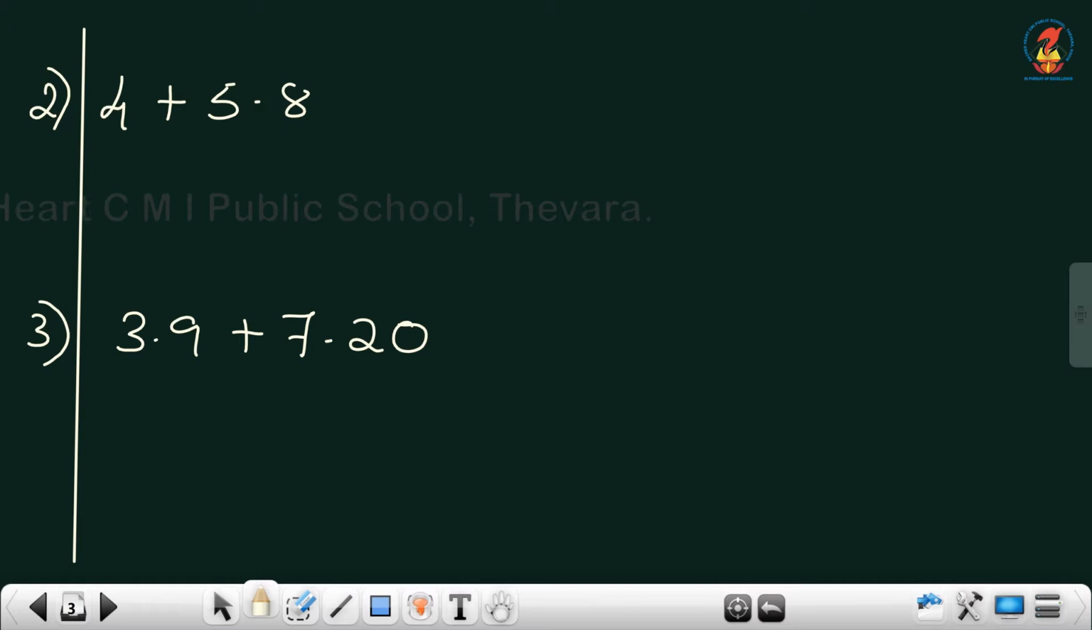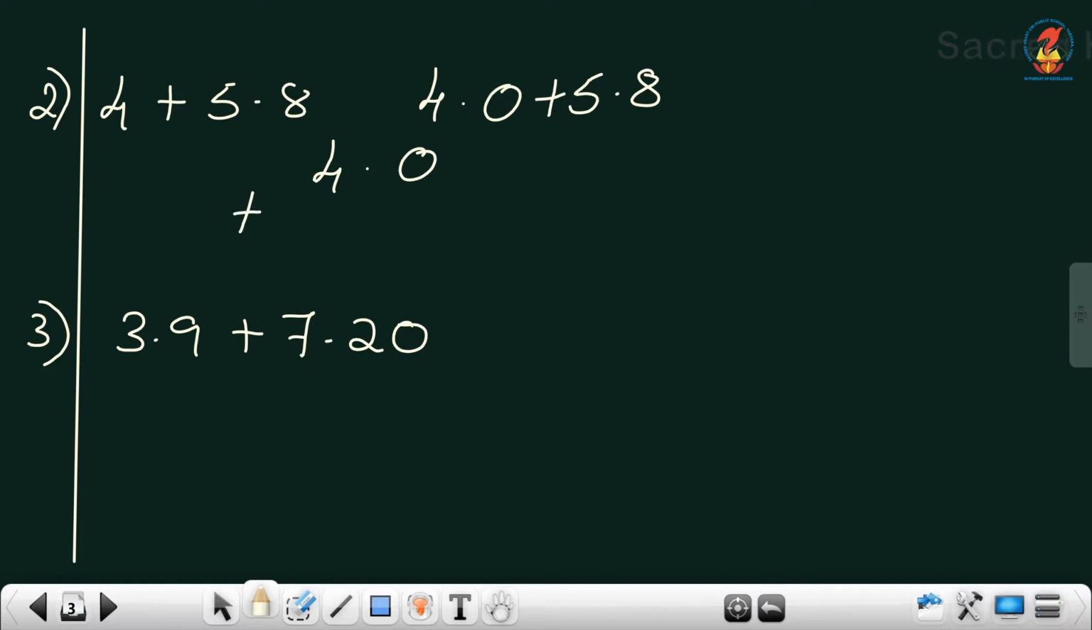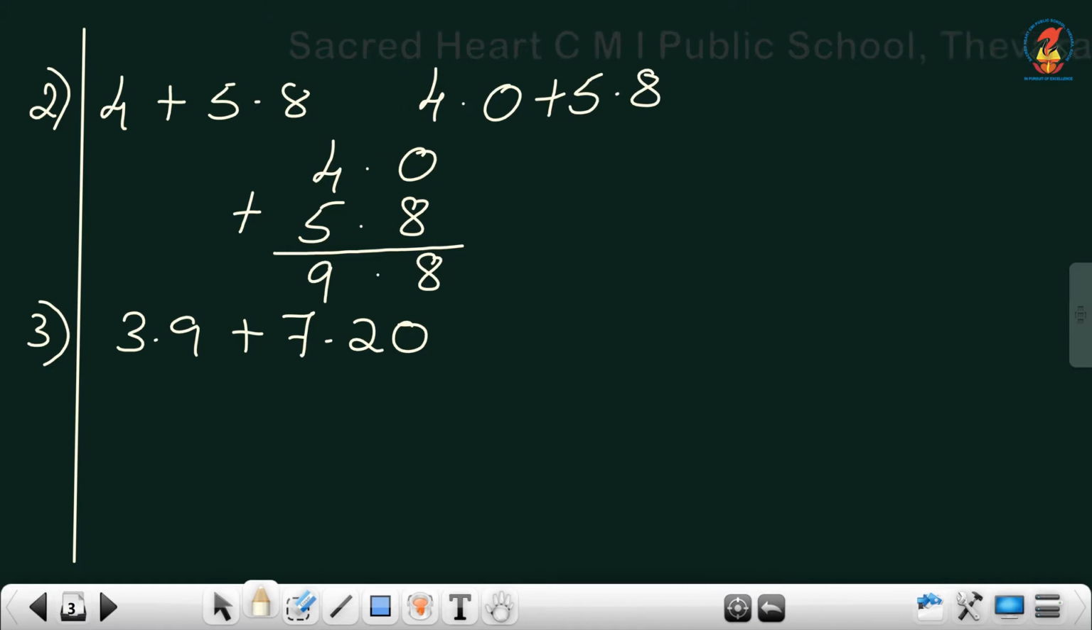Okay, children. Now, coming to the second question. 4 plus 5.8. As I told you, first you have to convert the question to like decimals. It is 1 decimal place. So, first I will write it as 4.0 plus 5.8. Okay. Now, I will add it. 4.0 plus 5.8. Okay. Now, I add it. 0 plus 8 I get 8. 4 plus 5 I get 9. So 9.8.